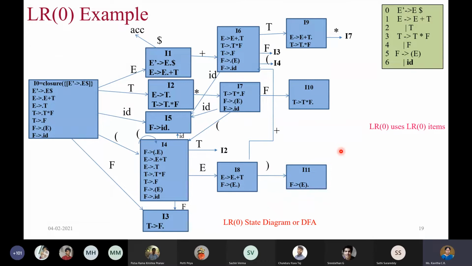Okay, now let us see the next step. The next step is construction of the parsing table.